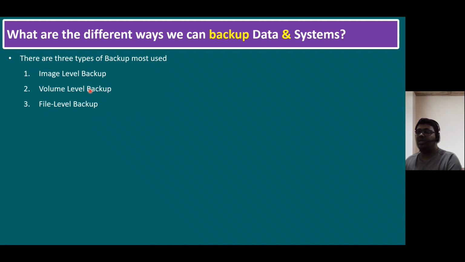Volume level backup means only the virtual machine directories, like the C drive and D drive, and on the Linux side the slash boot directory, slash root directory, and home directory. This directory level backup is called volume level backup. File level backup is like a NAS file server, either a Windows file server or a Linux based file server. On that file server, we take a backup of only the files and folders. That is called file level backup. So within these three scenarios, any method we can use.